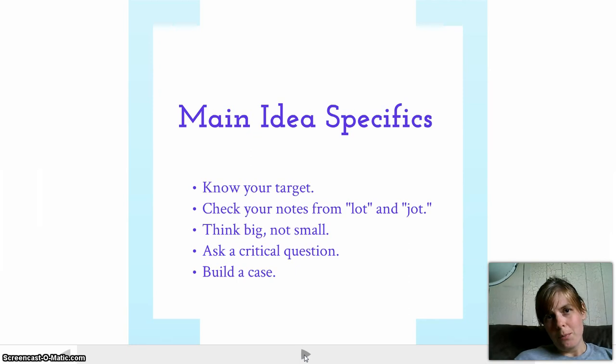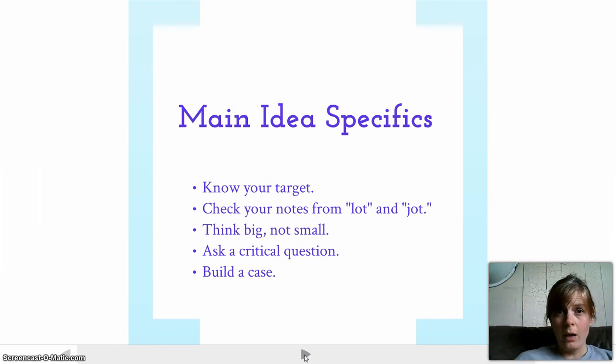So specifically for the main idea, the most important thing is that you know your target. You know which part of the selection you need to look at to find the main idea of it. Then go back, check your notes from when you lotted and jotted. Find the part that you're looking at. Check what you've written down, because chances are really good, if you have annotated what that chunk is mostly about, you've annotated the main idea. It's already there. All you have to do is find the answer choice that most closely matches what you wrote down.